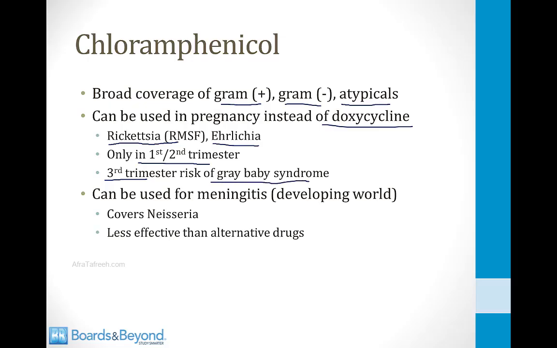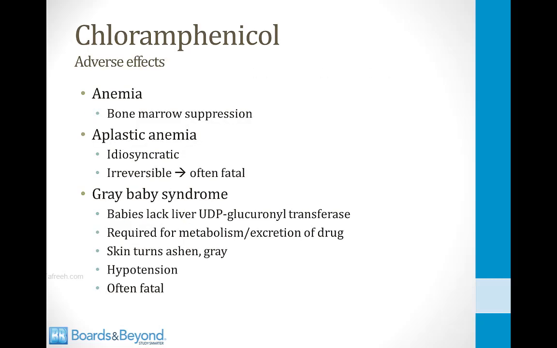You can also use chloramphenicol to treat meningitis. This is done in the developing world because it covers Neisseria meningitidis, although it's less effective than the drugs that we usually use in the United States. The main side effects of chloramphenicol are anemia and gray baby syndrome. So you can get anemia from chloramphenicol from bone marrow suppression, but the feared complication is to develop aplastic anemia where you lose all 3 cell lines. This is an idiosyncratic reaction to the drug. It's irreversible and it's often fatal, and this is the main reason why people don't like to use this antibiotic anymore, in addition to the resistance of many bacteria.